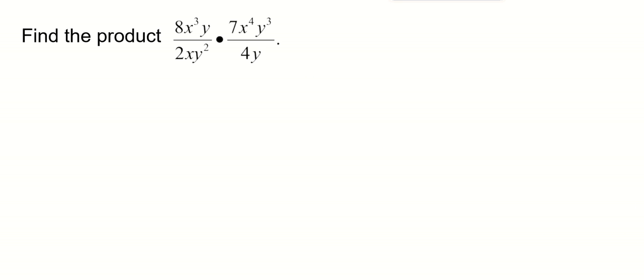Okay, so if I'm going to find the product, I'm going to first just look at my numerator. And so 8 and 7 is 56. X cubed, x to the 4th is x to the 7th. Y times y cubed is y to the 4th. Now my denominator. 2 and 4 is 8. X and no x is just 1x. Y squared and y is y cubed.